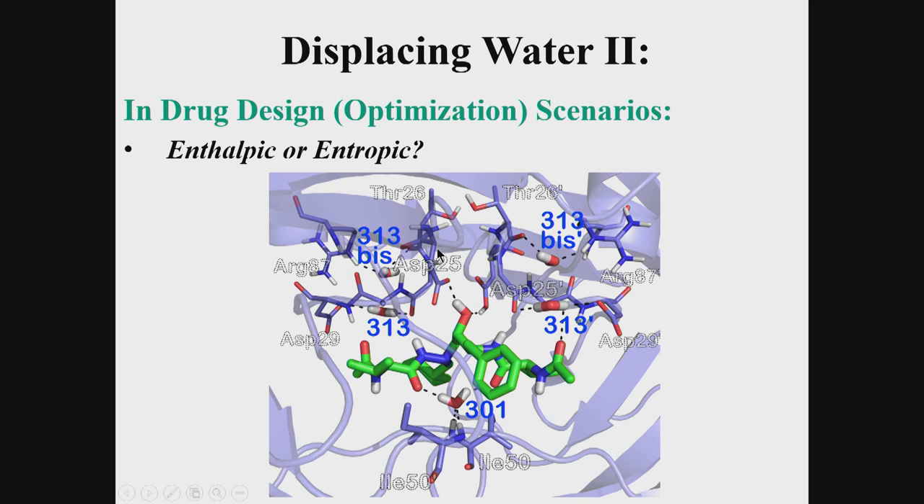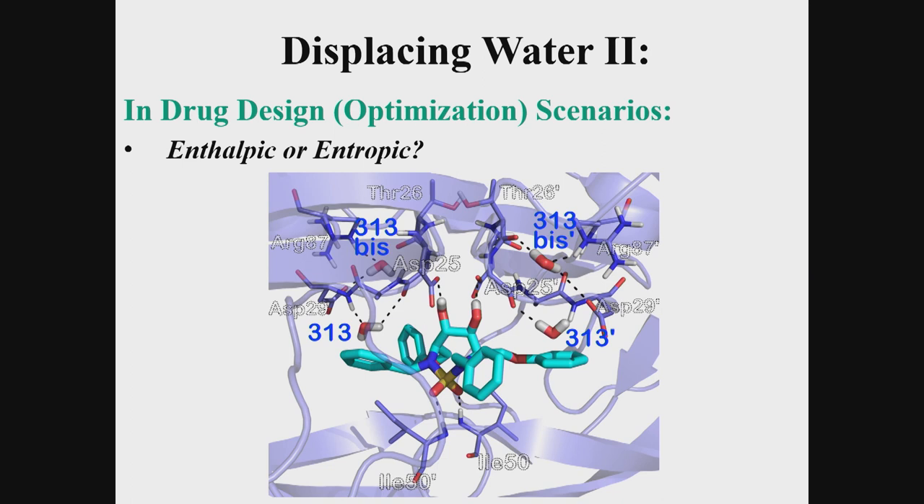Now, a lot of people said, okay, let's see if we can make 301 disappear, because if we make 301 disappear, we will get energy because of its entropic release. And we'll gain the energy of making new hydrogen bonds. So the second generation of HIV-1 protease inhibitors did just that.